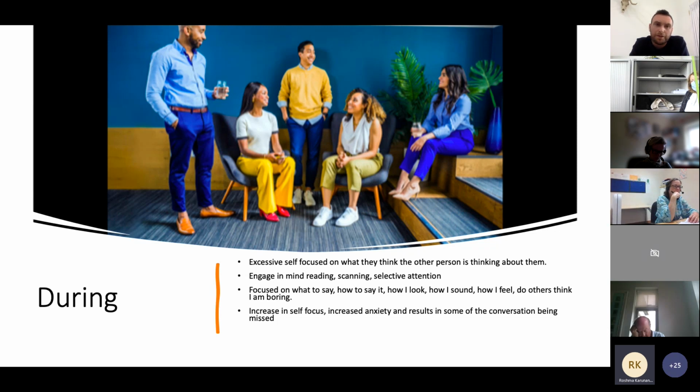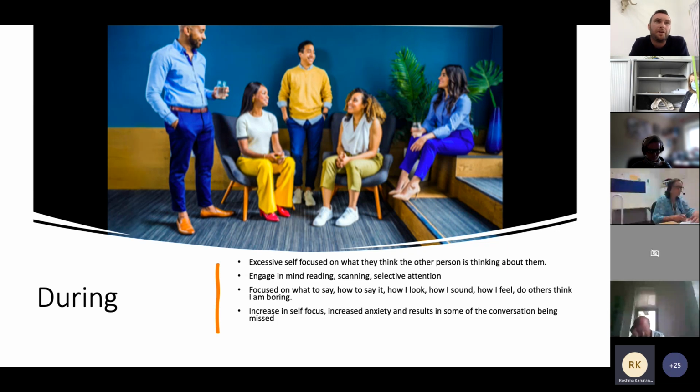Whenever the person goes into the second stage, during meeting someone, things change in that now it's gone from more of an anxiety into a fear. The person becomes excessively focused on what they think other people are thinking about them. So in a way, the person really isn't listening to what's being said. What they're doing instead is trying to second guess what the other person is thinking about them. So that's what's called mind reading.